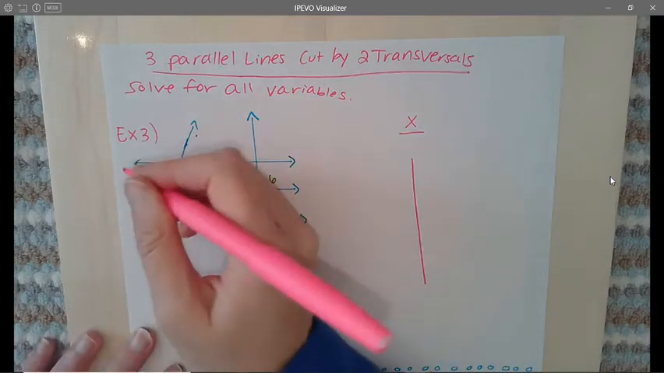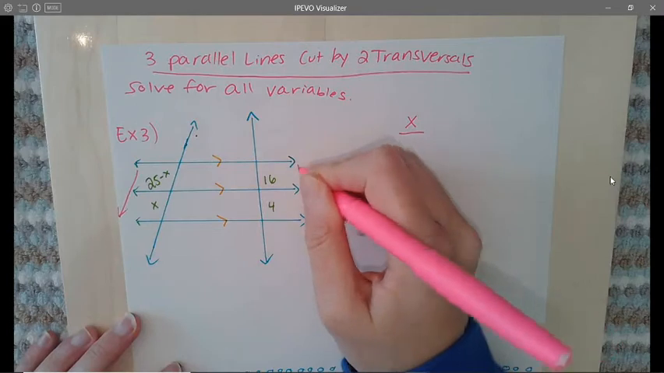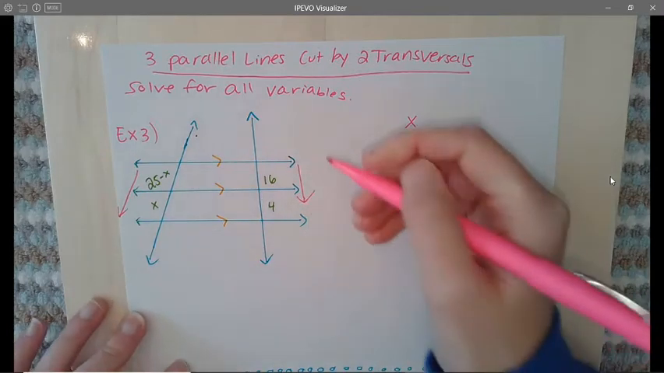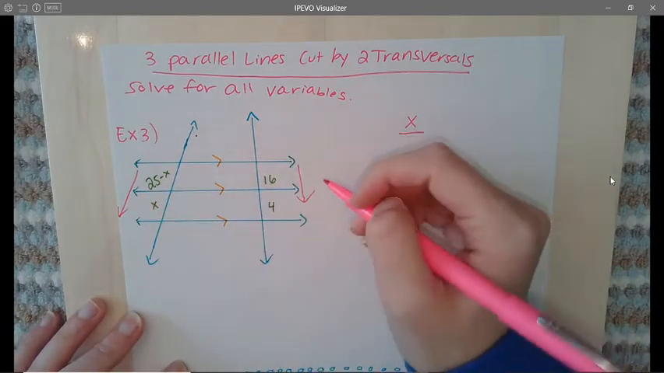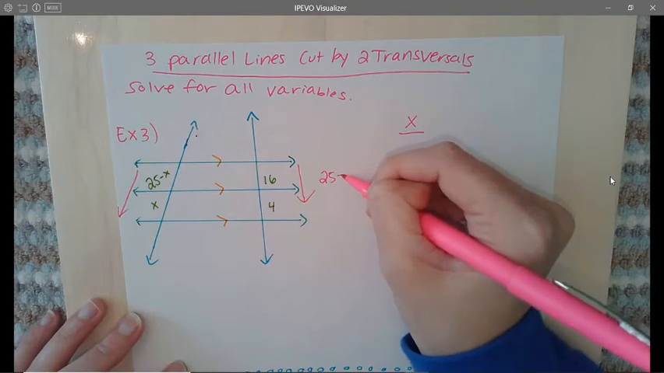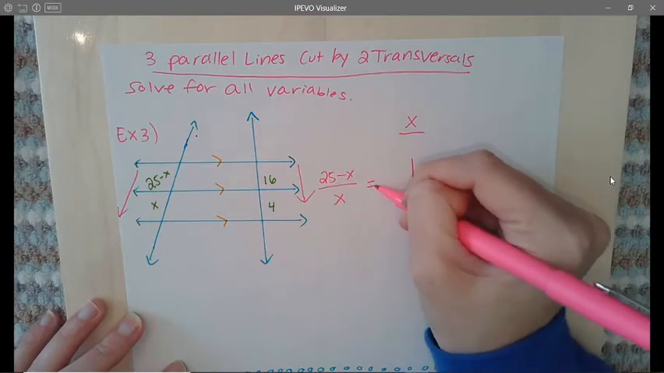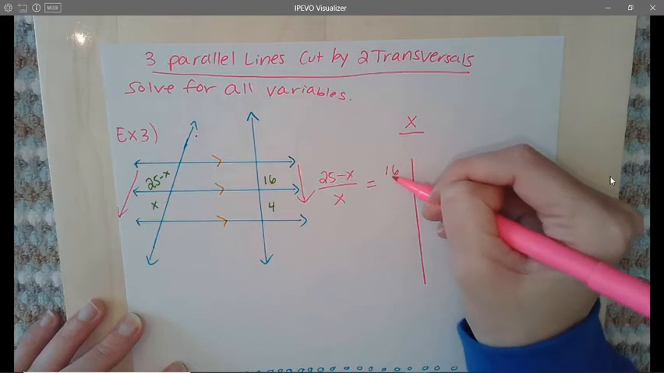The first way, you could go down the transversals. So I could say 25 minus x over x. So 25 minus x over x will equal 16 over 4.